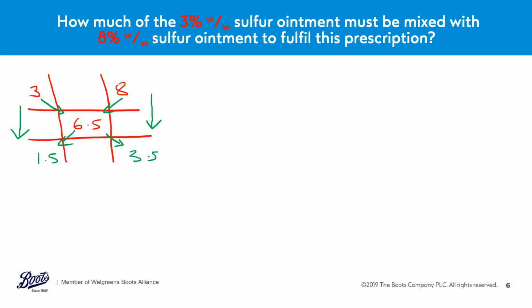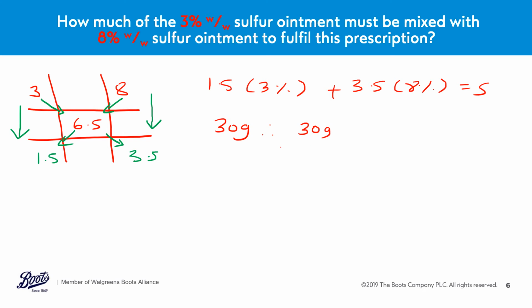If you add the total parts together, so we're going to add 1.5 of the 3% and 3.5 of the 8% together, this will give us a total of 5 parts. These 5 parts will represent the total quantity of the ointment. Now the scenario already mentioned that 30 grams is the total quantity required. So if 5 parts represents 30 grams, then 30 divided by 5 will give us an answer of 6 grams.